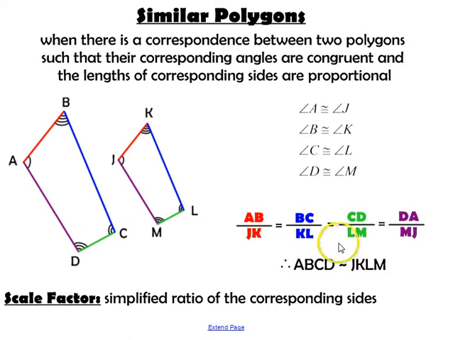And we also have the statement of proportionality that says that when you compare the length of side AB to JK, it's proportional to side BC compared to KL, proportional to CD compared to LM, and DA compared to MJ. So if all the lengths of the sides are proportional and all the angles are congruent, then we can say that polygon ABCD is similar to polygon JKLM.